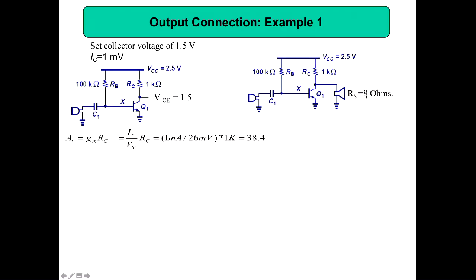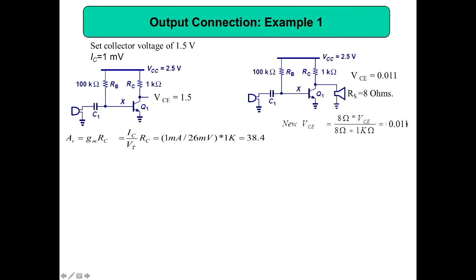When they connect the speaker, the problem is the input impedance of the speaker is 8 ohms. What will happen is your VC will reduce to 0.011. Why? Because this RC is in parallel with this 8 ohms. Because of that, your VC will become 8 ohms into VC divided by 8 ohm plus 1 kilo ohm, which is equal to 0.011.